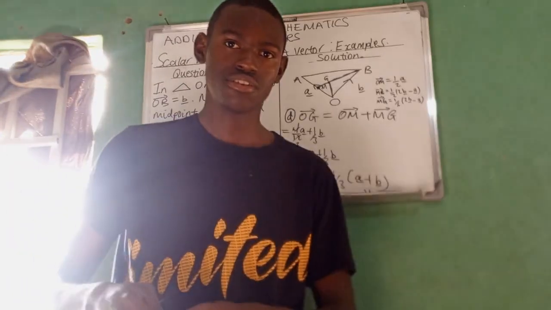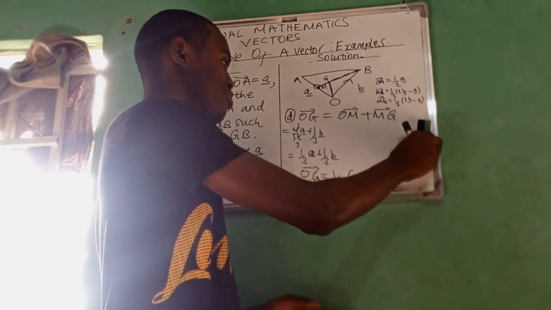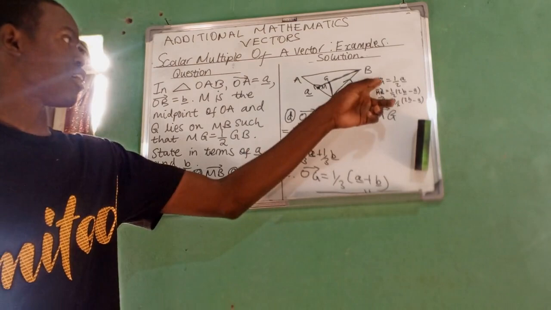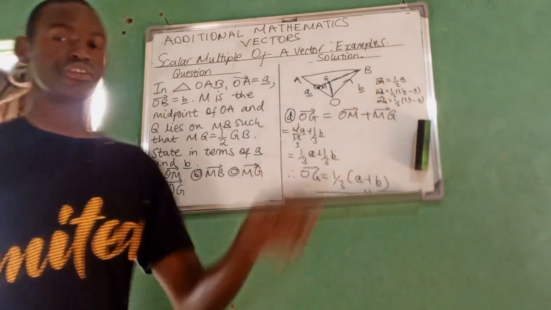Alright, that's it for this example. These are your final answers, like that. OG is that, OM is that, MB is that, and MG is that.